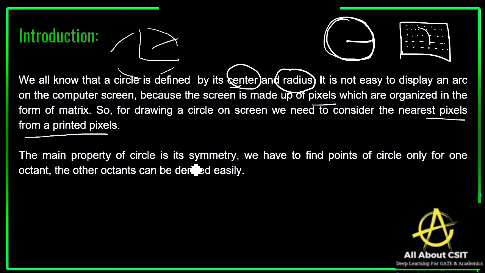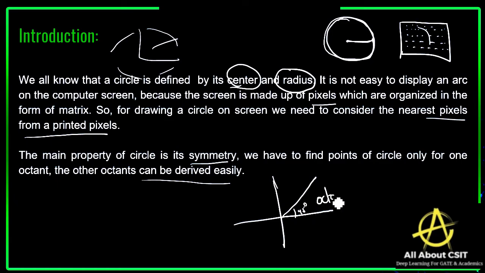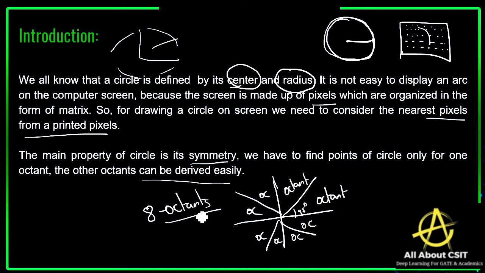The main property of a circle is its symmetry. We have to find points of a circle only for one octant. The other octants can be derived easily. An octant is nothing but, if you take a 2D plane, this is 45 degrees. This is an octant, and this is another octant, and this is another octant, and this is another. So in total, 8 octants are there. If you find the 8 octants, you can easily draw the circle.